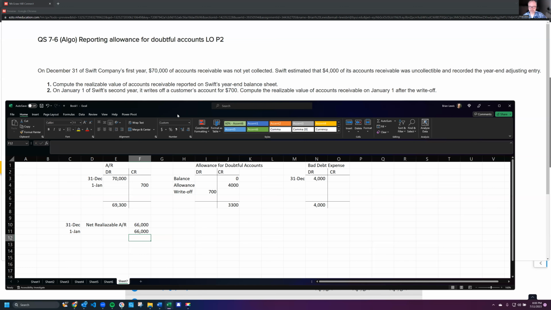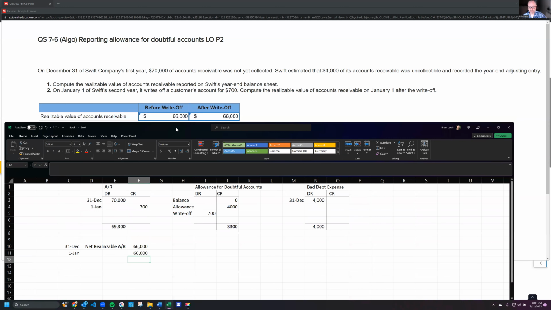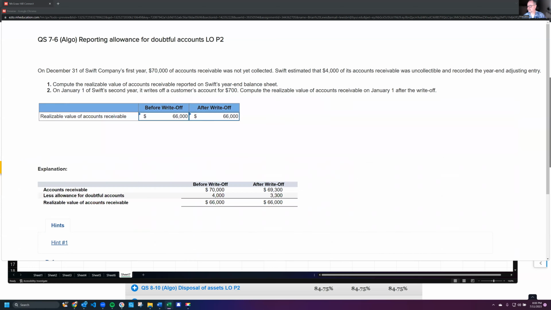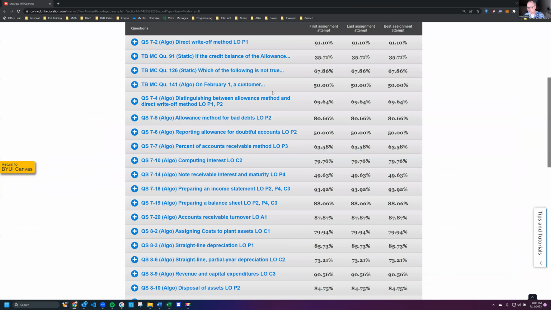Let's see how I did. It's exactly the same. See, because they're doing the indirect, the allowance method. So realizable value of accounts receivable before and after. And there we go. They did the exact same thing I did, just in a tabular format. Okay. So that's that one. You know, it's kind of stressful being on the hook for some of these things, don't you think?